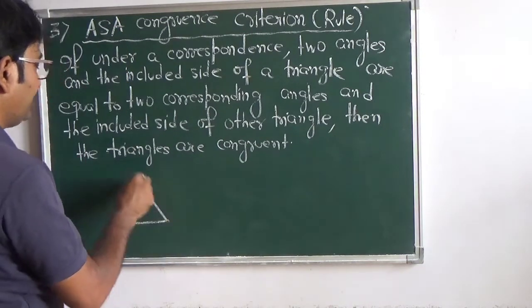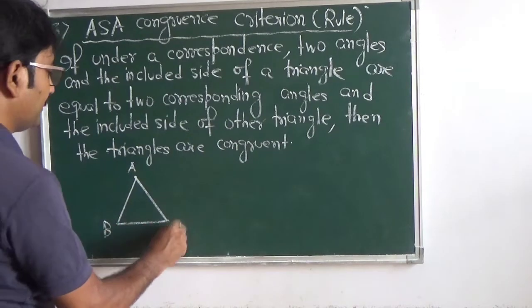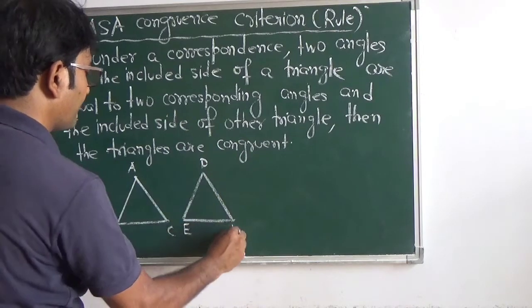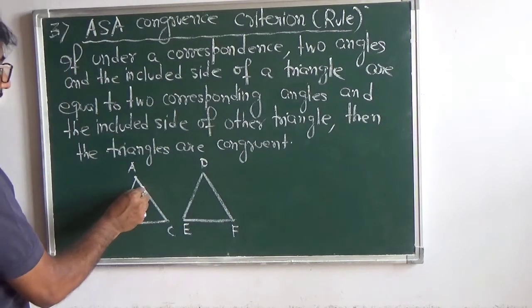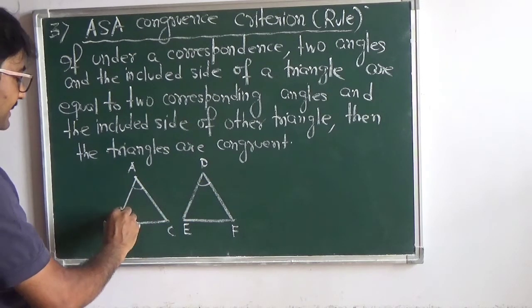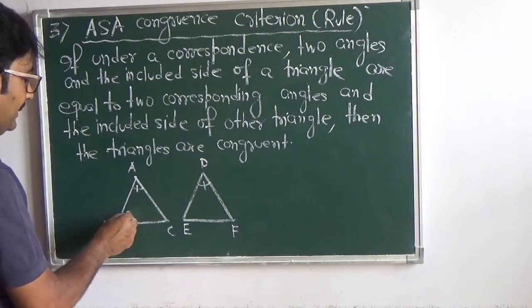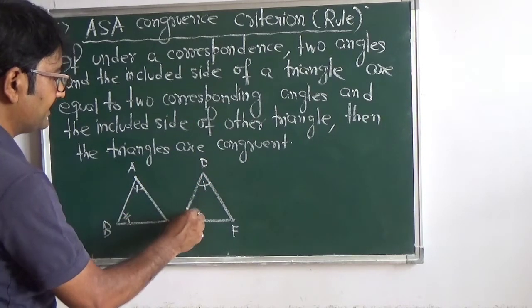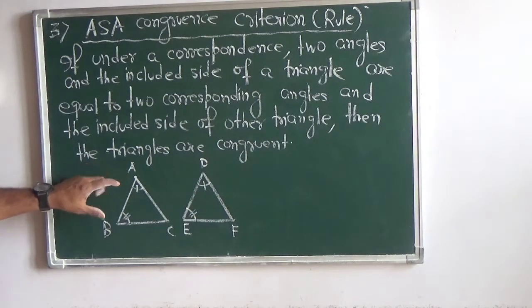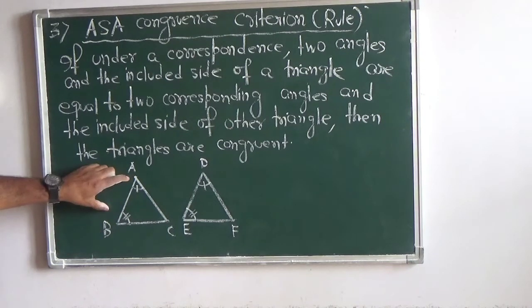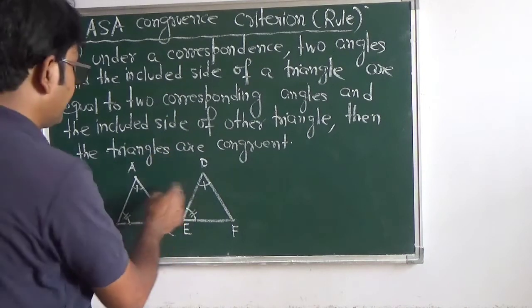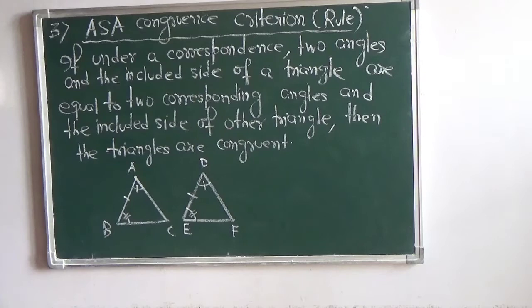Consider the triangle ABC and the triangle DEF. Two angles, suppose angle A and angle D. These are two corresponding angles. They are equal, and if angle B of this triangle is equal to angle E of the other triangle, and at the same time the included side, the side which is included between angle A and angle B is AB, and the side which is included between angle D and angle E is the side DE. So if these two are also equal, then we say that the two triangles are congruent.